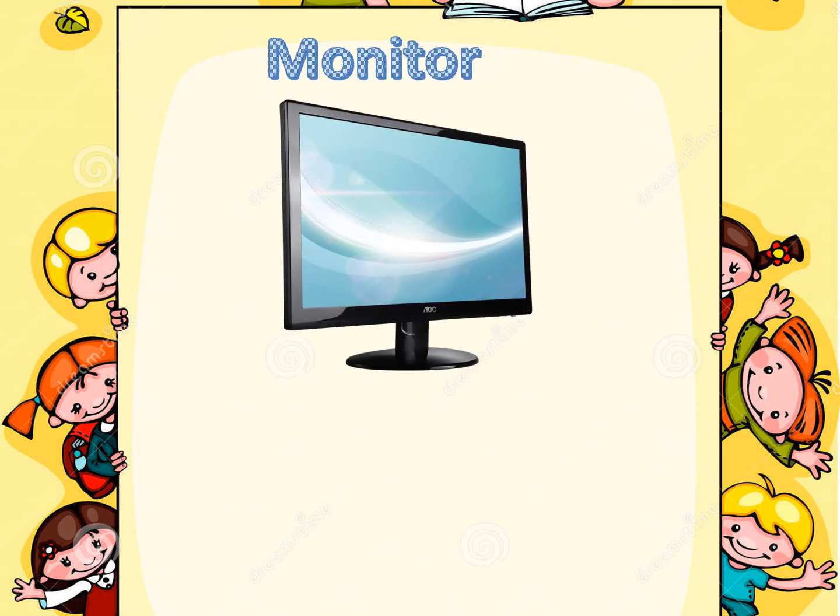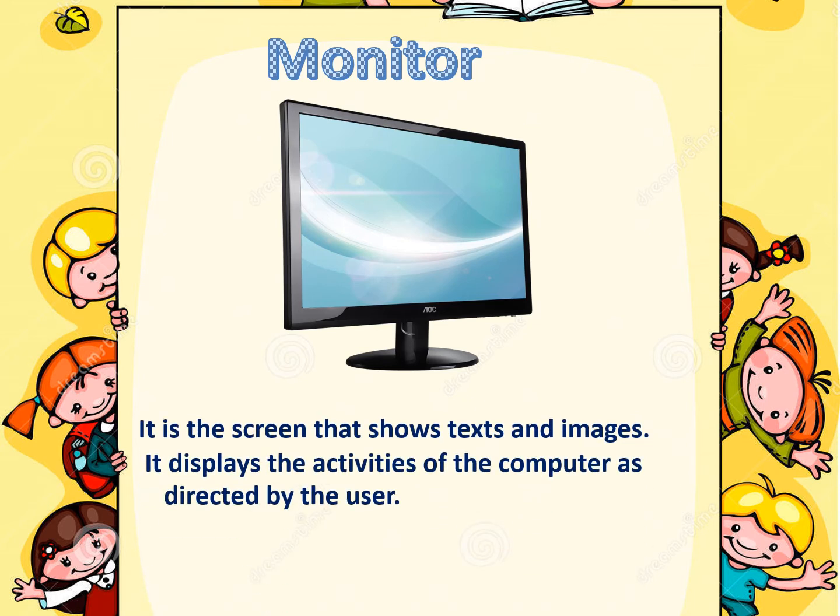Next part, monitor. It is the screen that shows text and images. It displays all the activities of the computer as directed by the user. Who are the user? We are the user, the people. So here is the monitor.